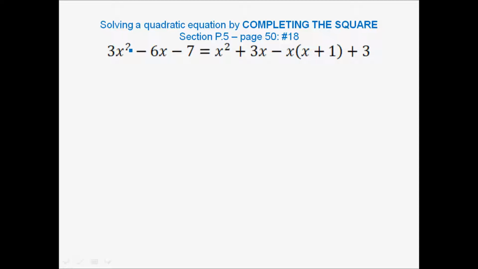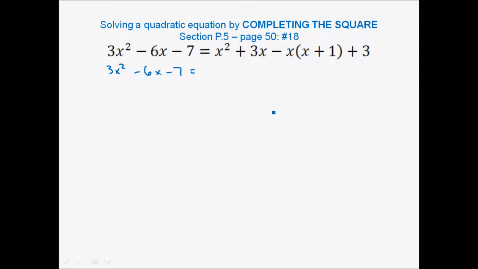Okay, so let's take a look at this problem right here. This is from the prerequisite section P5, and it is problem number 18 from page number 50. Alright, so let's give this a go. First off, I'm noticing lots of different terms, but all of the terms are either quadratic, linear, or constant. So let's combine like terms. I'm going to do some simplifying. We have 3x squared minus 6x minus 7.